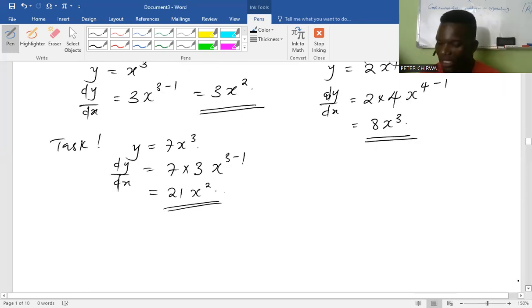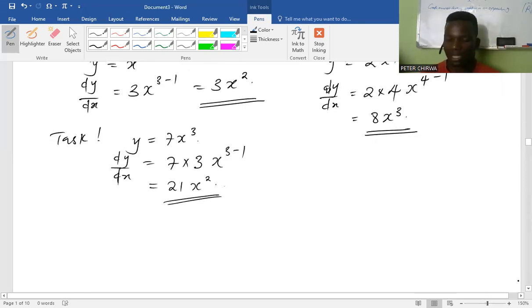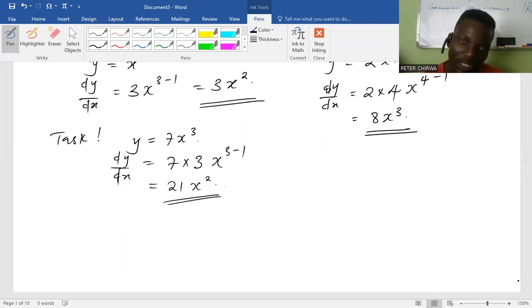One thing that you have to also note is that when you differentiate a constant, you get a 0. When differentiating a constant, you get a 0. So if you want to differentiate 4 with respect to x, because 4 does not have a variable x, then it's going to be 0.